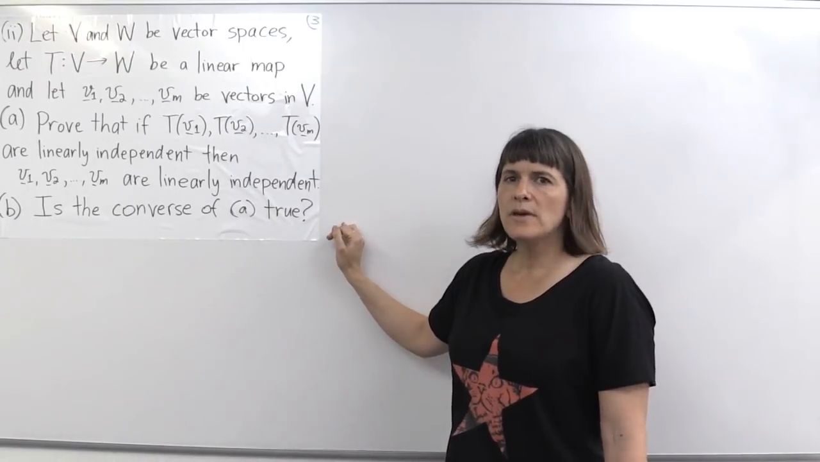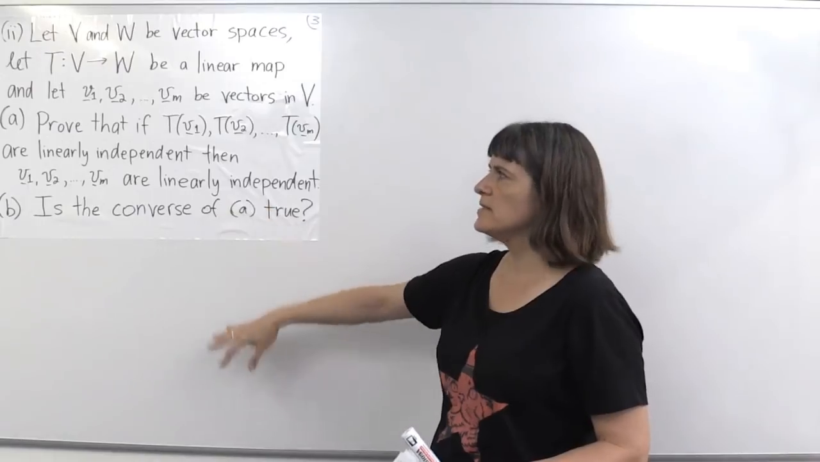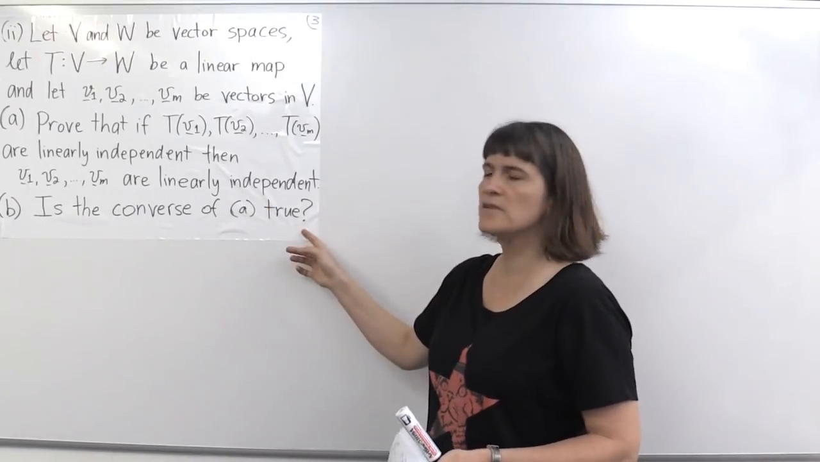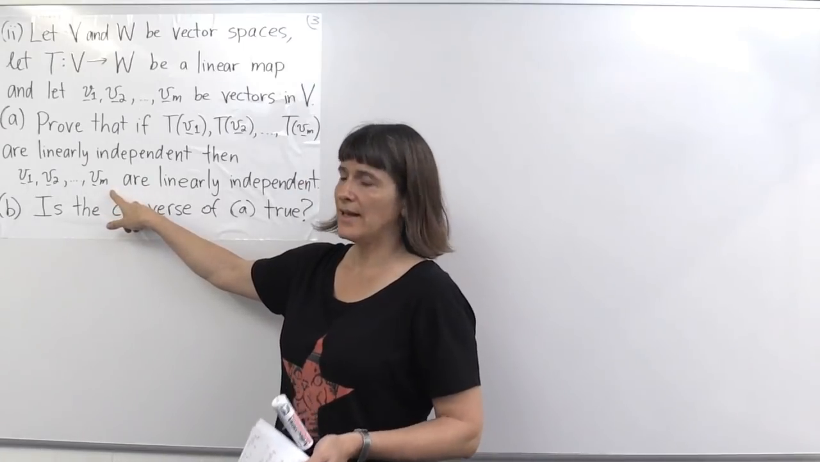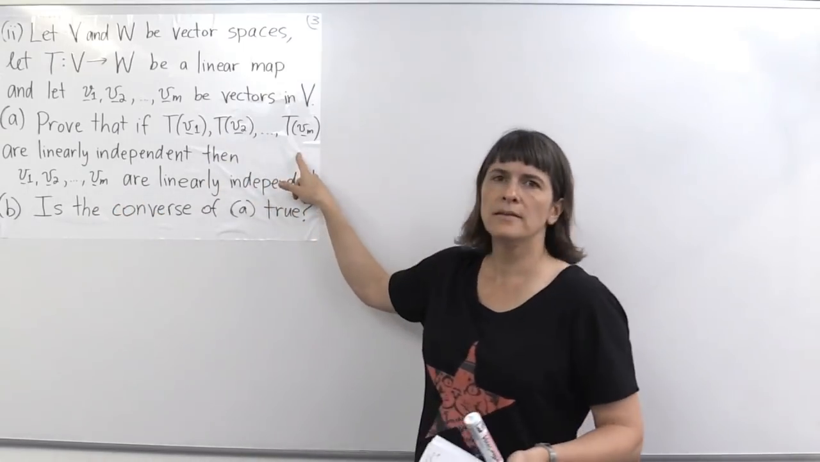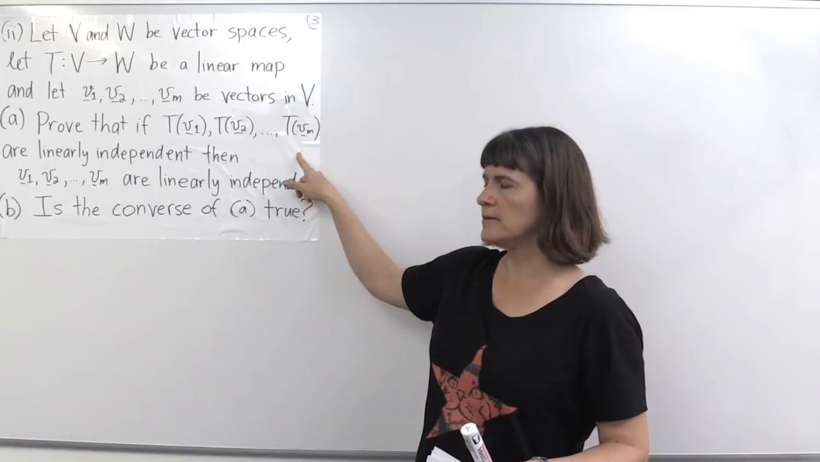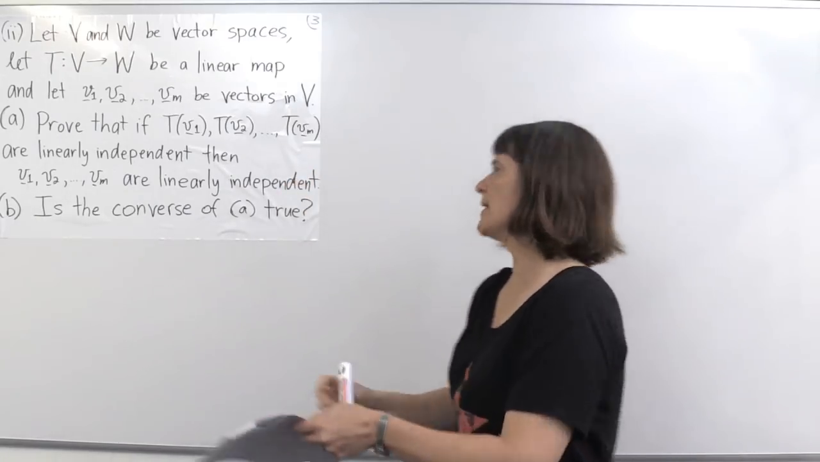And the second part of the question, if you look at the actual exam paper, it spells it out, but it's really asking, is the converse of A true? Which means if the vectors V1 up to Vm are linearly independent, is it true that their images are also linearly independent? Okay, so we'll come to that after we've done part A.